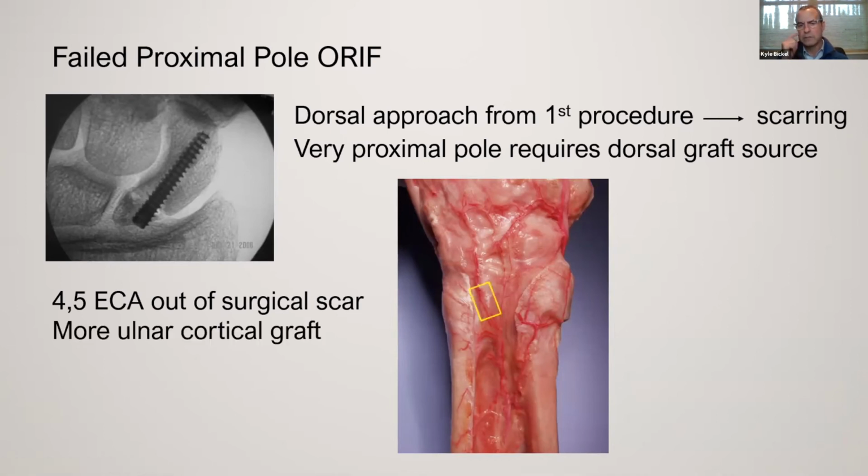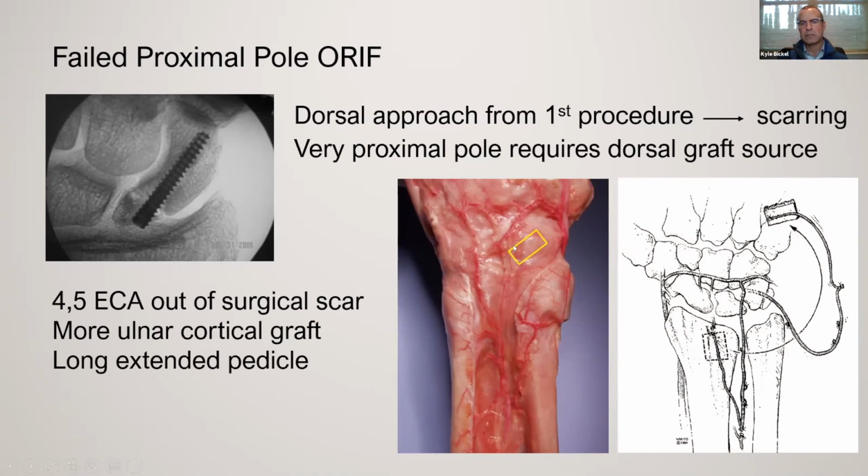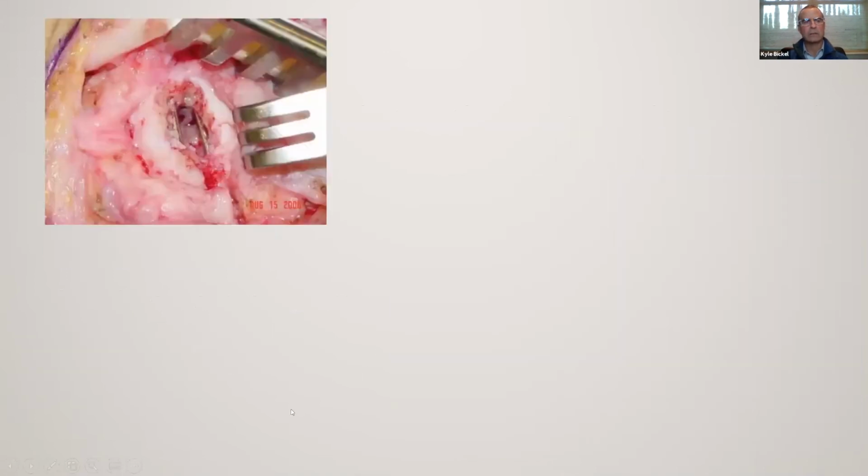So here's where we harvest our graft. It's from the ulnar side of the radius. So here's the pivot point. Here's where you harvest it, and then you're going to mobilize this distally. And it's going to easily reach the proximal pole here. And so again, this is the dorsal surface, interosseous membrane, radius, and ulna. It's got a long extended pedicle.